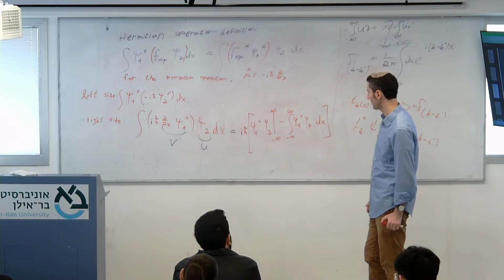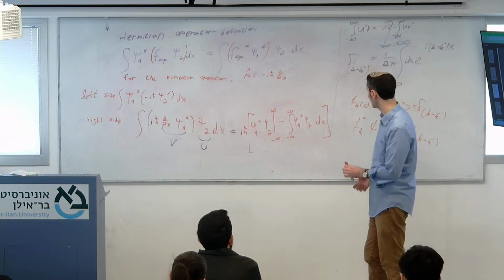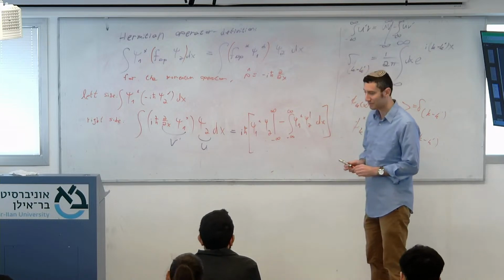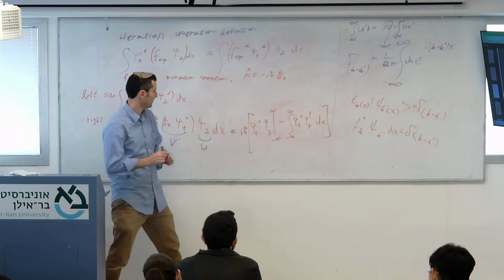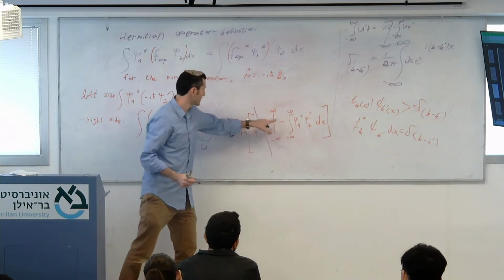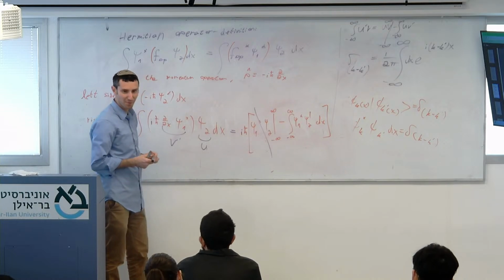Shouldn't there be a derivative inside of the integral? What, here? Yes. So this is 0. And then I'm left with this, which is exactly that. So I'm all happy.